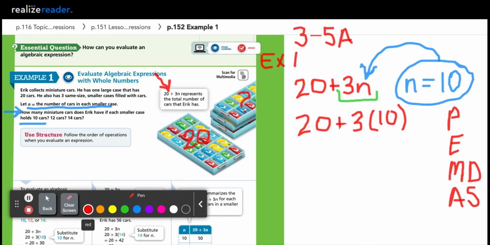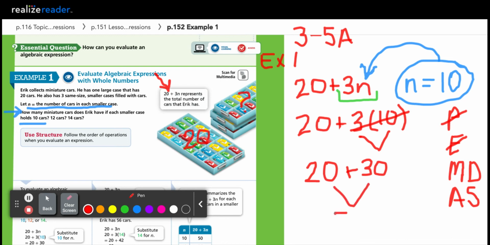So let's look. Do we have any parentheses here? Well, the parentheses just represents that number in the variable. So nope. Any exponents? Nope. So our next step is going to be multiplication. 3 times n. 3 times n is 30. Cross it off. Bring the rest down. We're not skipping any steps here. So 20 plus 30 is 50. We did our multiplication or division. Last step is that addition or subtraction. So when n equals 10, Eric has 50 cars.